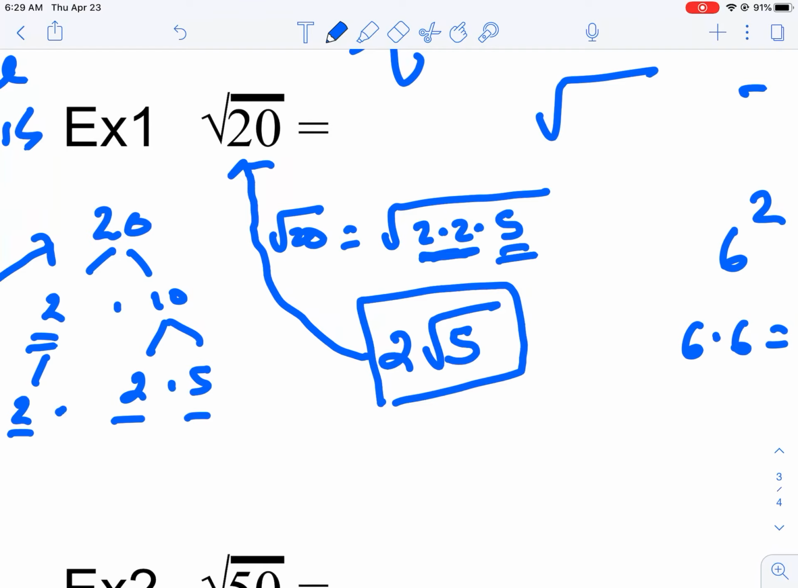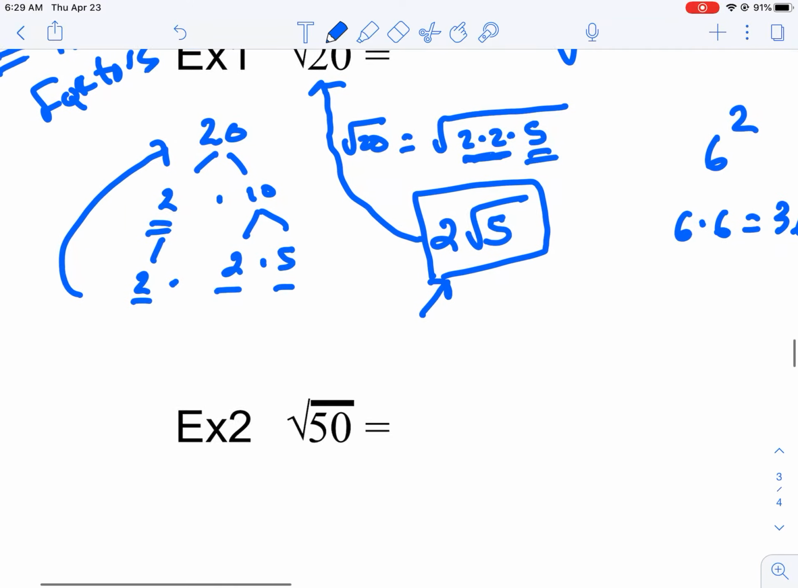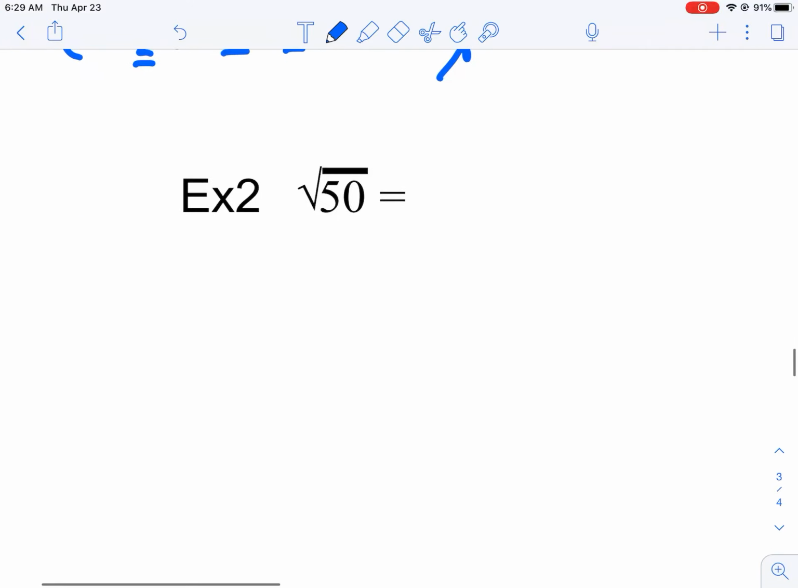But go on your calculator, take 2 times the square root of 5, check that number, and then take the square root of 20. You'll get the same answer, okay? They're the same things. And we have to learn how to reduce our radicals or simplify our radicals. So what are we going to do?